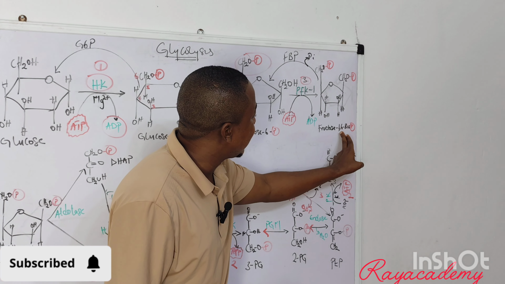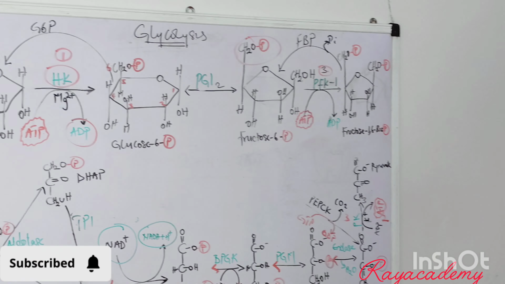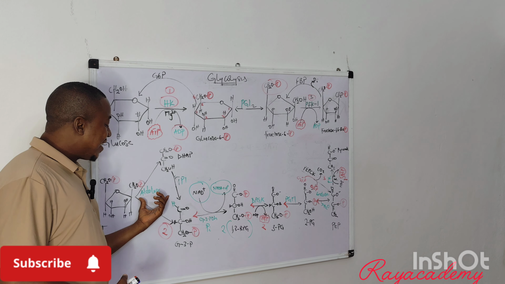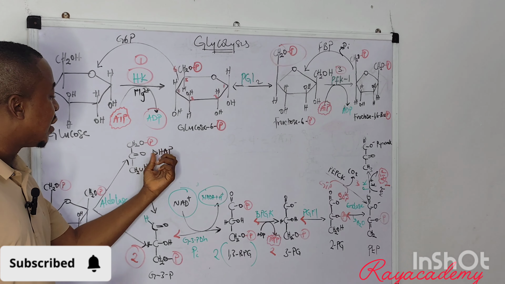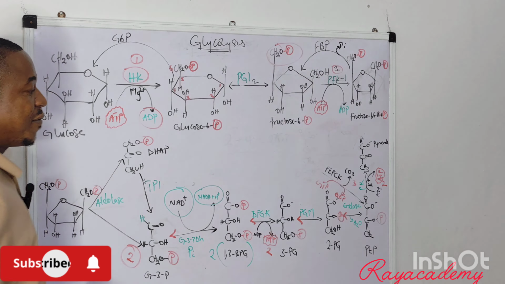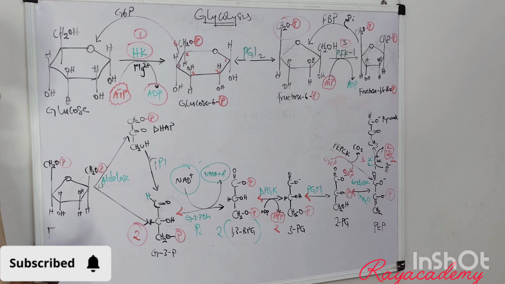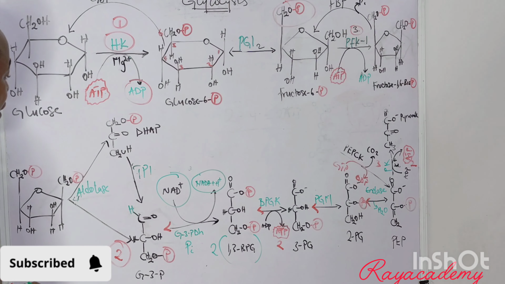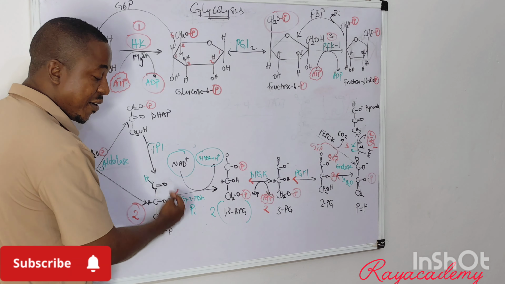So now the fructose 1,6 bisphosphate that is formed will be cleaved by the enzyme aldolase to form 2 molecules of 3 carbons each. The first molecule is dihydroxyacetone phosphate, which is DHAP, and the other is glyceraldehyde 3-phosphate. So the conversion of that is actually the 4th step of glycolysis, which is the cleavage of fructose 1,6 bisphosphate to form dihydroxyacetone phosphate and glyceraldehyde 3-phosphate.